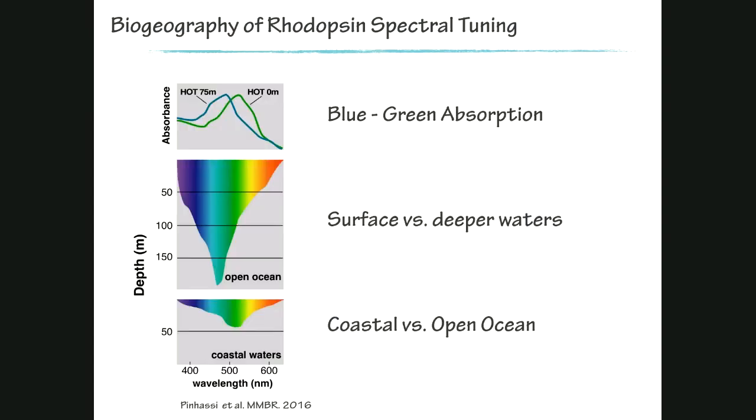This spectral tuning seems to be an adaptation to different habitats, absorbing different light at different wavelengths according to the light that is available in each environment. So here you see the spectra of light penetrating the open ocean water column, and here in the coastal water column. So you see that there's more penetration in the open ocean than in the coastal, and also that the blue light penetrates more in open ocean than in coastal waters.